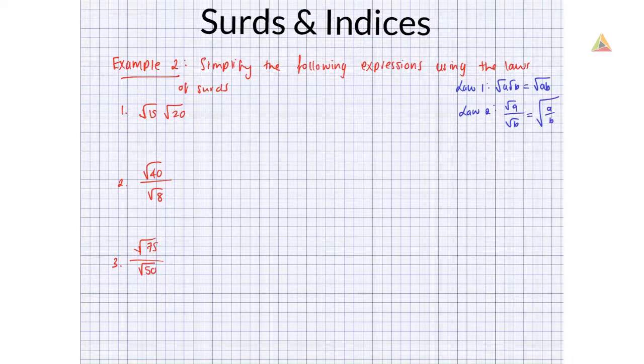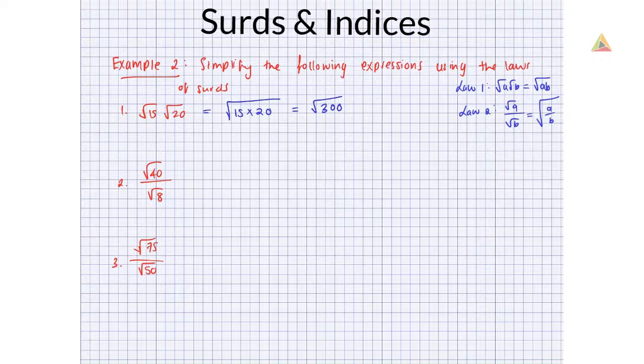So let's look at the first one. So you have root 15 by root 20. So can we write this in better terms, or write it using one of the laws? So root 15 by root 20 is the same as saying root 15 by 20. Now if you multiply 15 by 20 on your calculator, you'll get root 300.